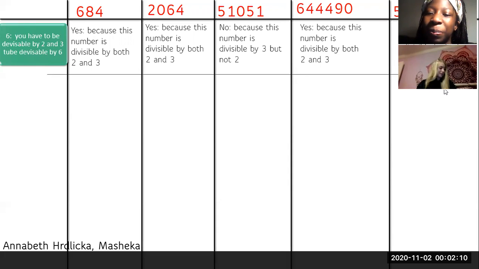Okay, so it is one of the divisibility rules. It makes sense because 2 times 3 equals 6, and also 2 and 3 can both fit into 6. So that's why. That's awesome. I didn't even know that.